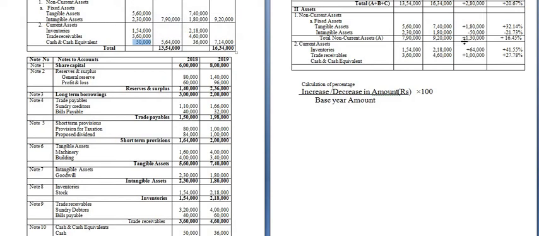And the last one is cash and cash equivalent. The amount of cash and cash equivalent for 2018 is 50,000, and for 2019 it is 36,000. It is decreased. Cash and cash equivalent is decreased in the year 2019. How much decreased? 14,000, that is 50,000 minus 36,000. Okay, find out the percentage.